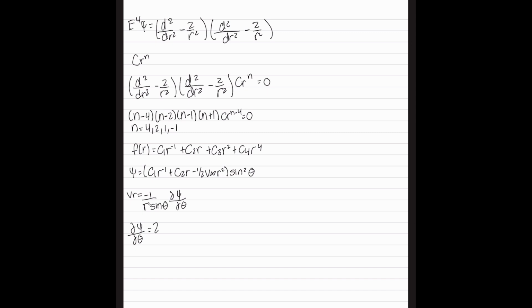Here is the partial derivative of psi with respect to theta. And now we're going to take this partial and plug it in for velocity with respect to the radial component. And that simplifies down to this.